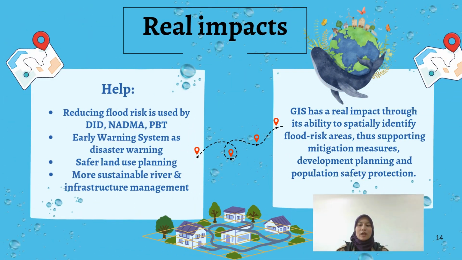For my last part, I will show the real impact of using GIS in flood management. In Malaysia, GIS is widely used by agencies such as DID, NADMA, and local authority to reduce flood risk. By mapping river level and flood-prone area, GIS supports early warning system that help community prepare before disaster happen. It also helps planner make safer land use decision and improve river and infrastructure management.